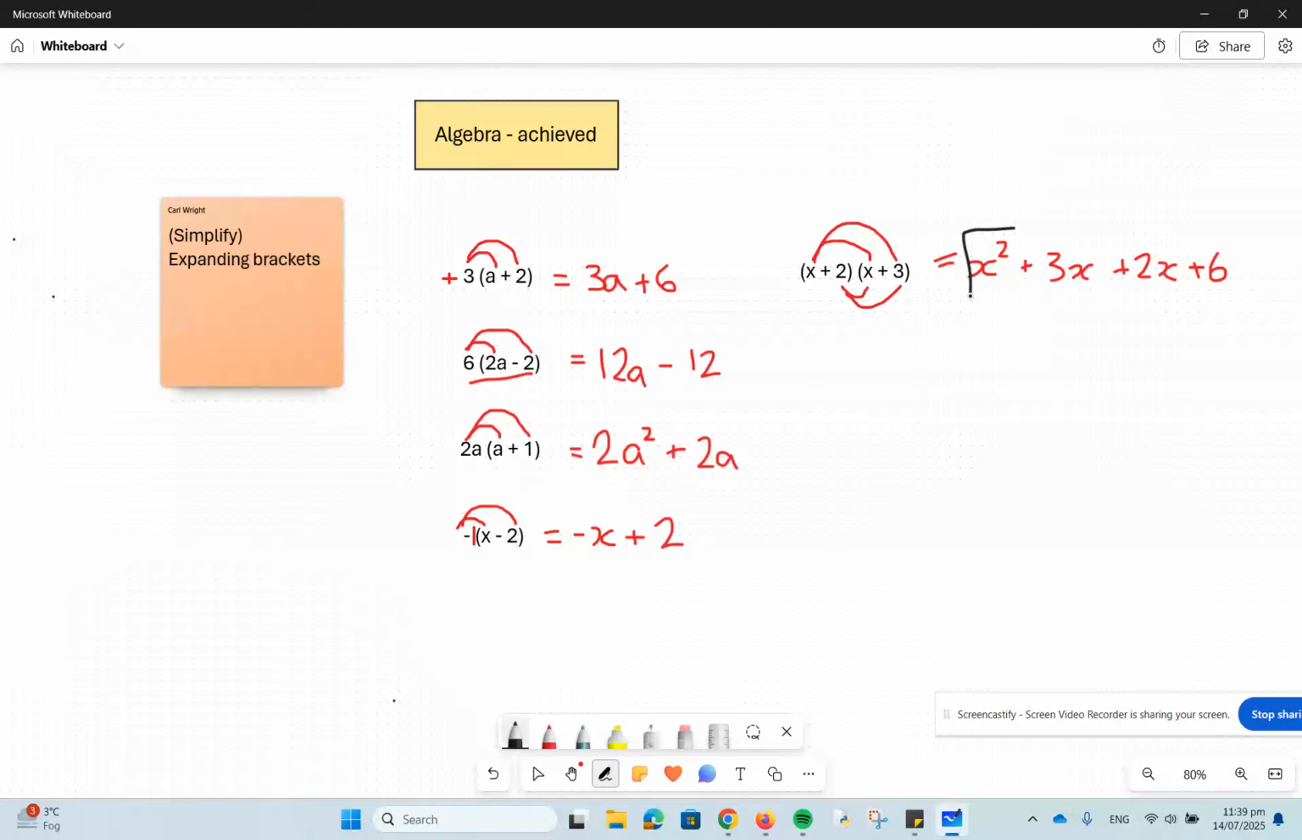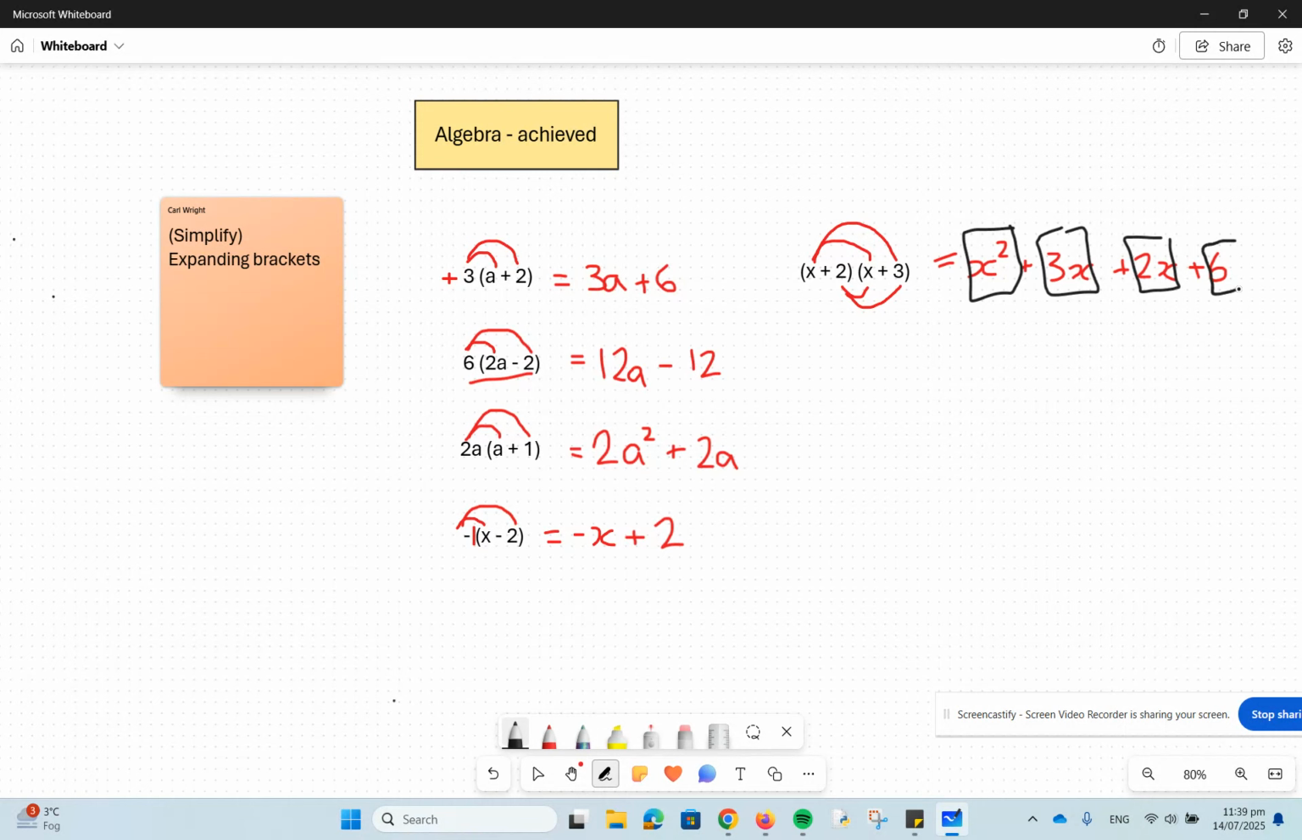We've got a term there, a term there, a term there, and a term there. So we're back to adding and subtracting like terms. And when we're doing simplifying, we have to come up with the most simple answer. We can't just leave it like that. We've expanded, but now we have to add like terms if we can. We've got to simplify even more.